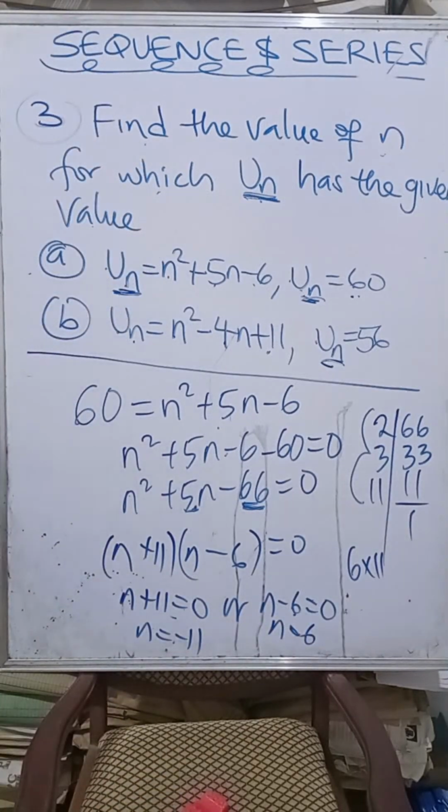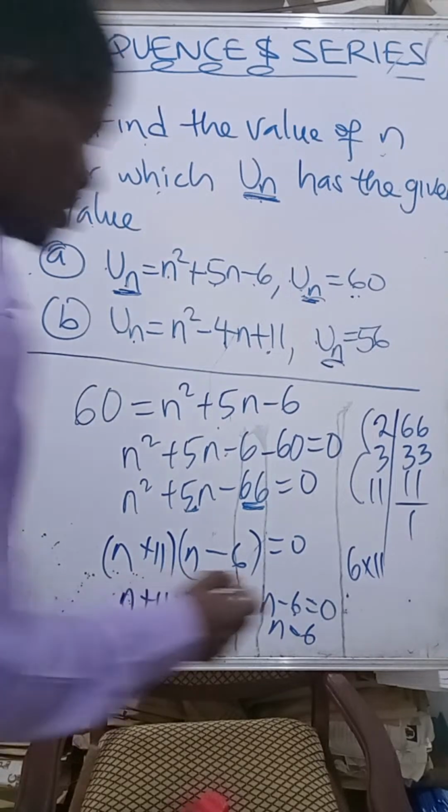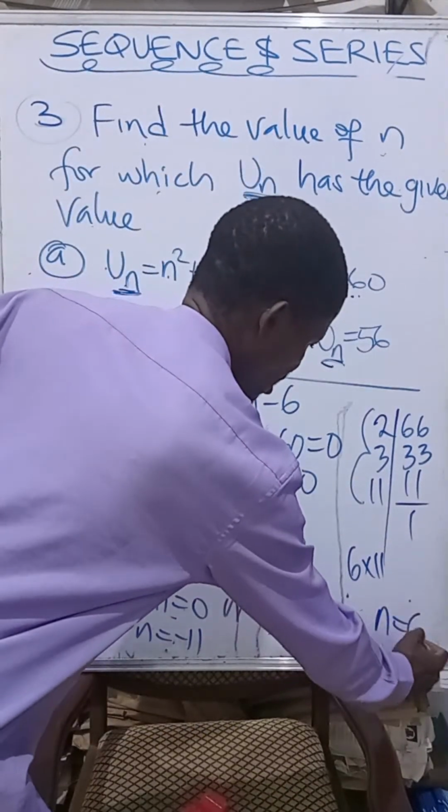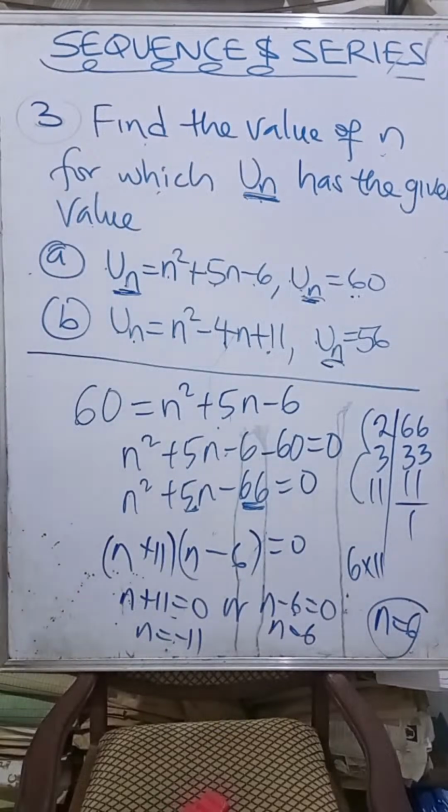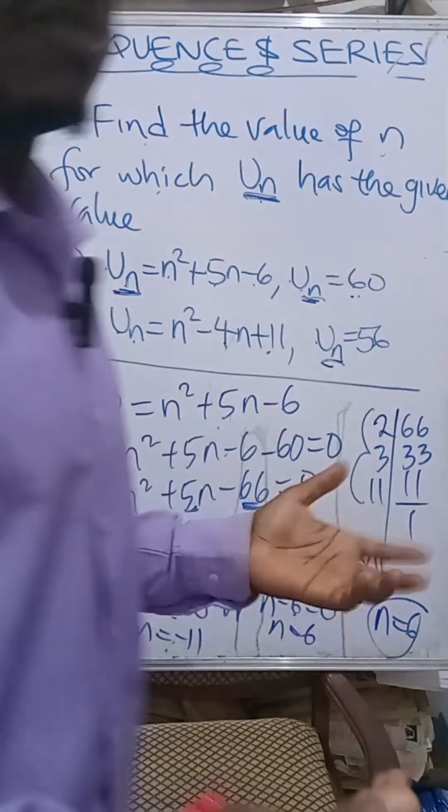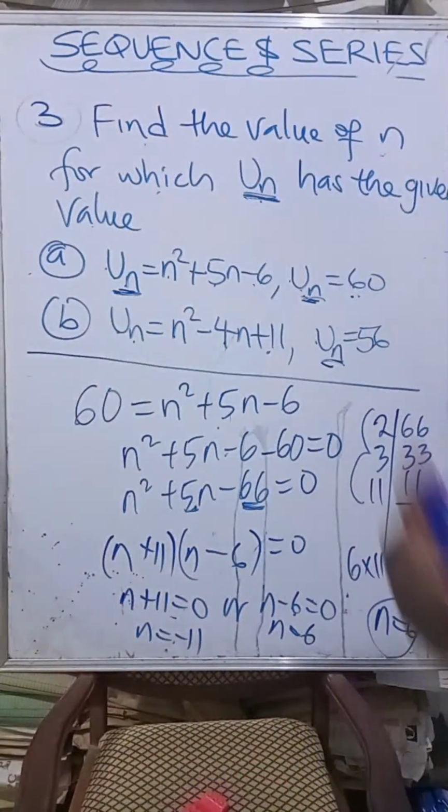n is 6. So final conclusion is what? We'll take the positive one. n cannot be negative. n is 6. So that's that on that case. Because the n is the number of terms, n cannot be negative. Take the positive one, n is 6.